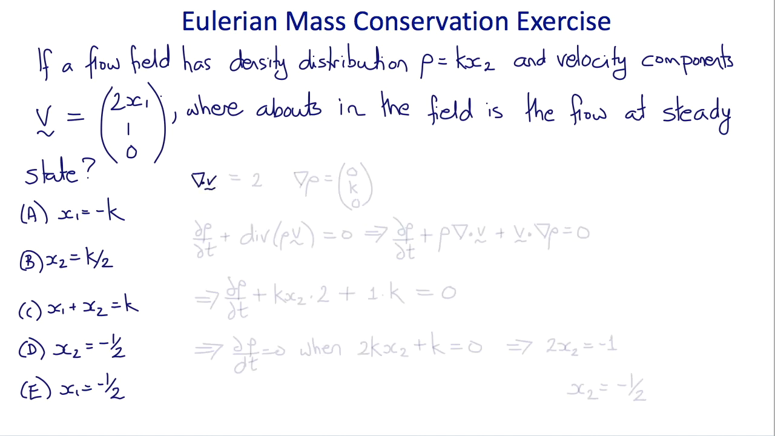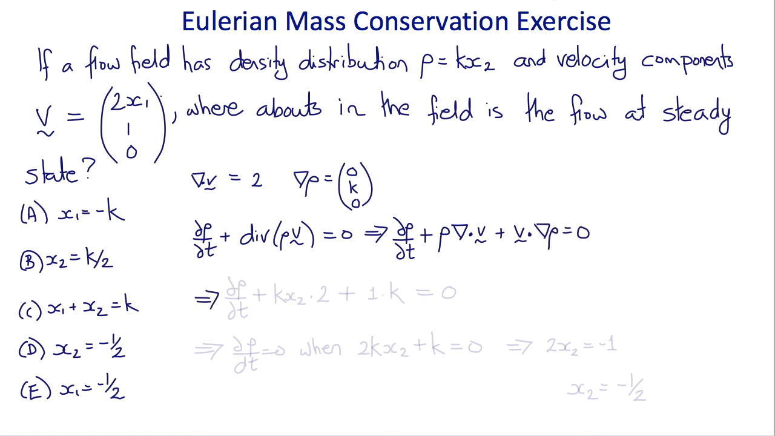So to solve this, we make use of the continuity equation, for which we'll need the divergence of the velocity, which is just 2, so that's ∂(2x1)/∂x1 plus 0, and the gradient of ρ, which will be (0, k, 0). Now, the continuity equation is ∂ρ/∂t plus the divergence of ρv is equal to 0. And expanding that, we get ∂ρ/∂t plus ρ div v plus v·grad ρ is equal to 0, which then gives us that ∂ρ/∂t plus k x2 times 2, the divergence of v, plus 1 times k is equal to 0.